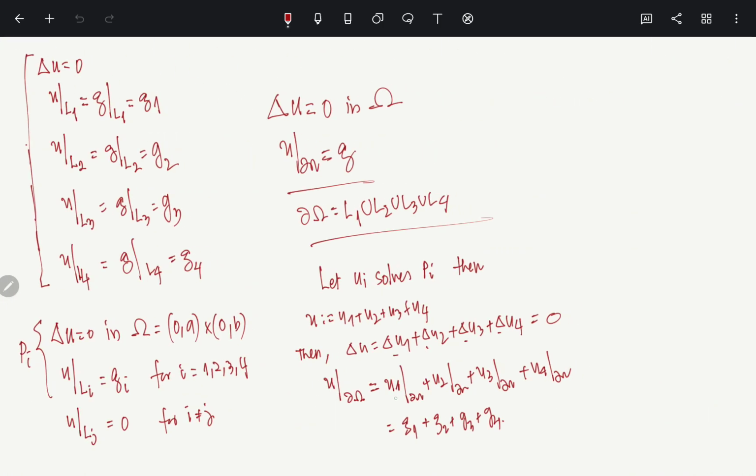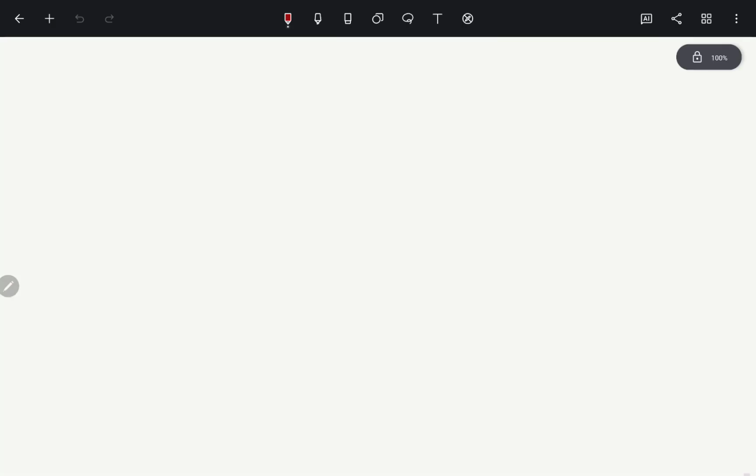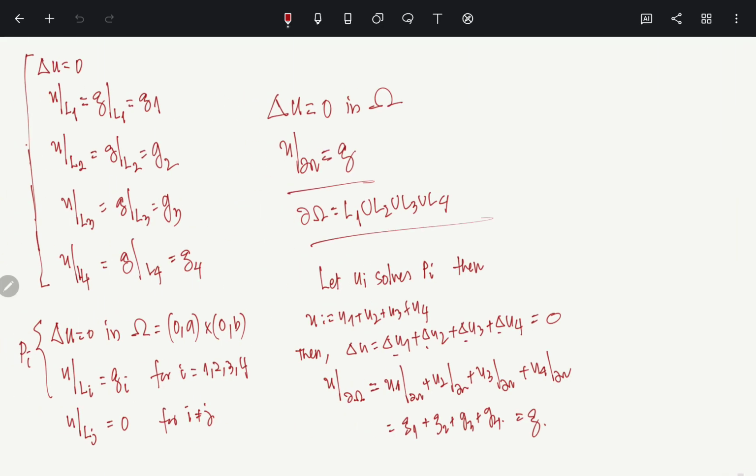So you see, u1 solves the first problem. So u1 restricted to the boundary should be G1, and then u2 restricted to the boundary should be G2, similarly G3, G4. So now this solves the problem which is essentially our G. Clear? Okay. So this is the whole idea. Essentially what we are doing is breaking the problem up into 4 parts, and since this is linear, we can actually solve the whole equation like this. Is this okay? Right.